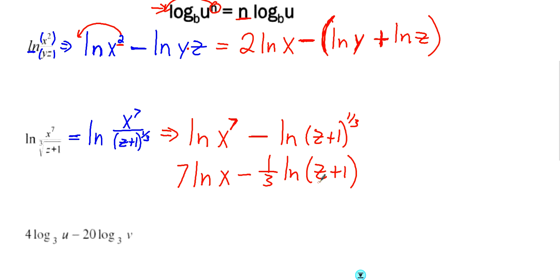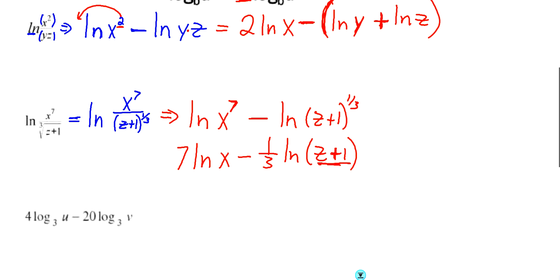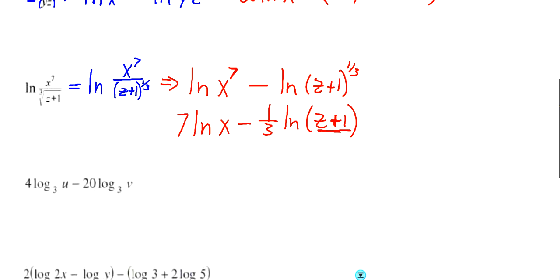You cannot separate this z plus 1. The only time you can separate what's inside a log is if it's multiplication or division. You cannot separate addition inside of a logarithm. You can't separate this as ln z plus ln 1. It doesn't work that way. Only multiplication, division. All right, let's look at the next problem.